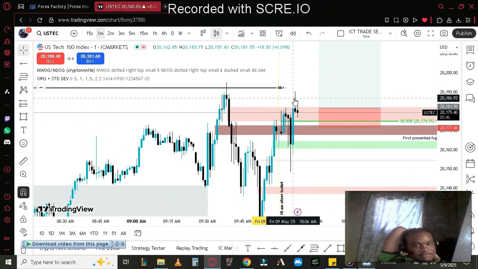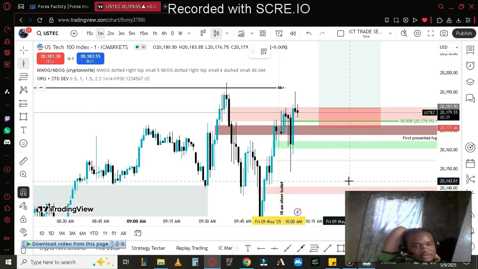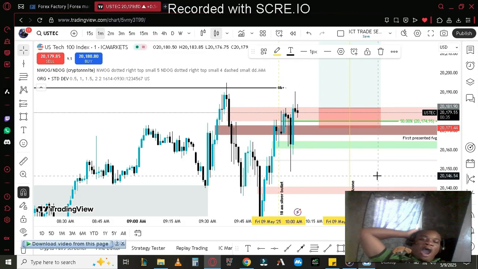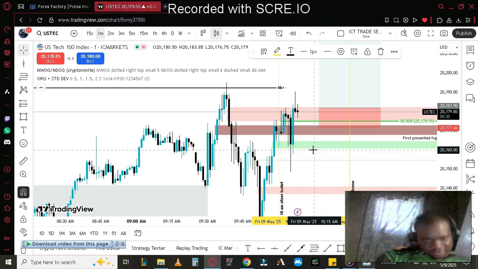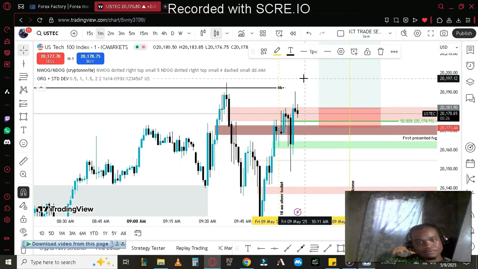Right, and this back and forth, it's like 10 or 8. So the next kill zone would be at 10:30. If this madness continues, the actual move will just take place at 10:30. So we'll wait and see.